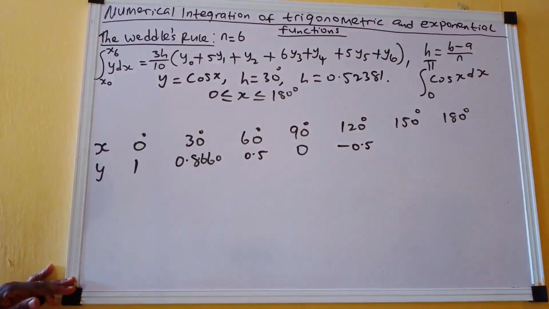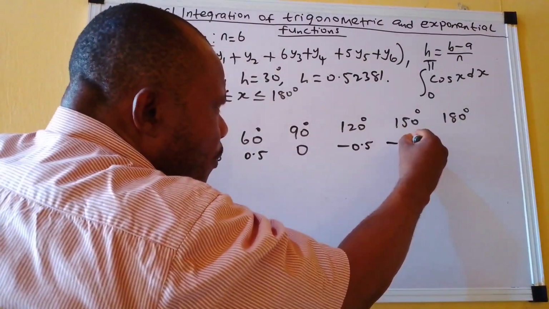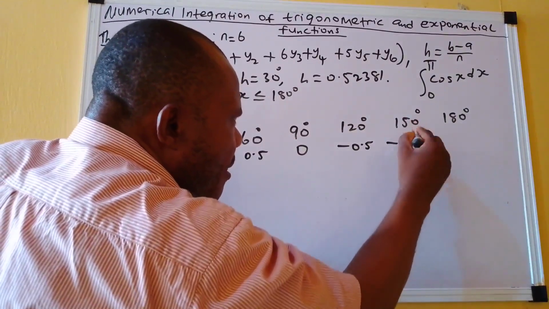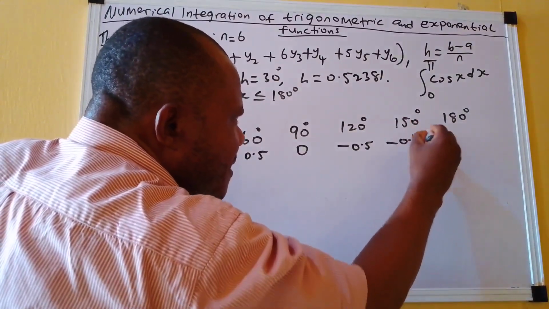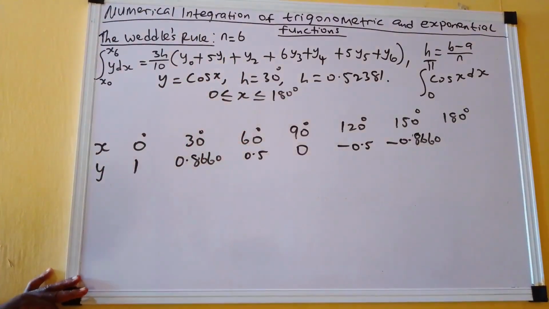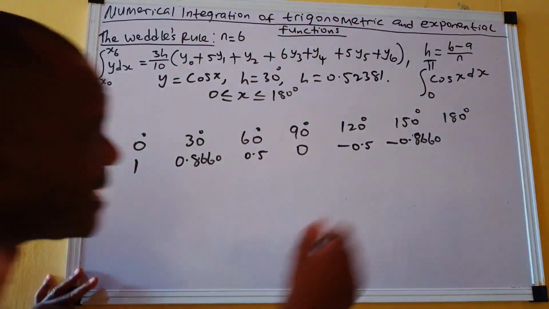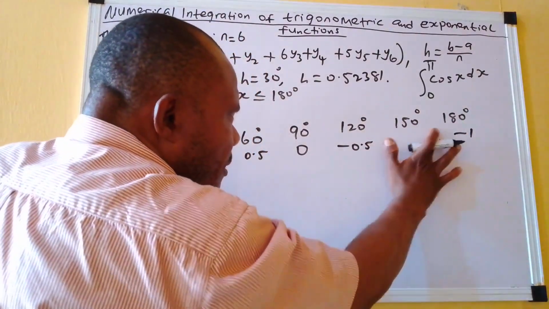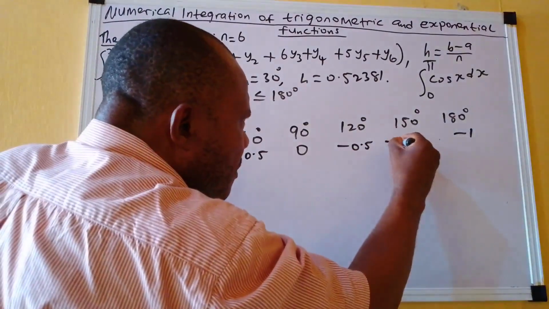When x is 150, cos 150 will be minus 0.8660. Then when x is 180, cos 180 is minus 1.